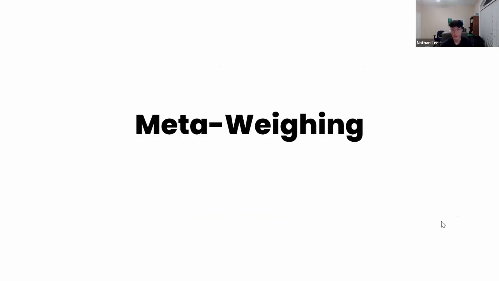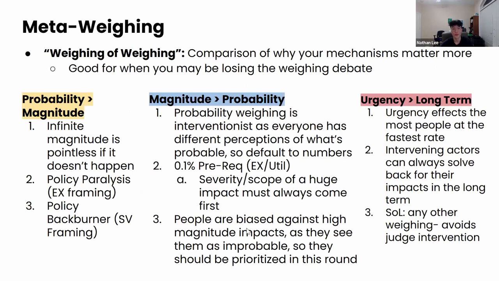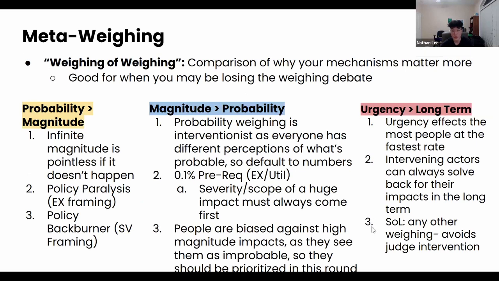All right, then is meta weighing. Meta weighing is weighing, or a comparison of why your mechanisms matter more than your opponent's. And it's good for when you may be losing the weighing debate, kind of like the prereq or the link-in arguments from before. And it's probably one of the most important aspects of debate you can learn, especially as you go to higher levels of debate, especially on the NAT circuit. When teams get better, both teams start weighing. And at that point, you want to be able to compare which mechanism matters more.